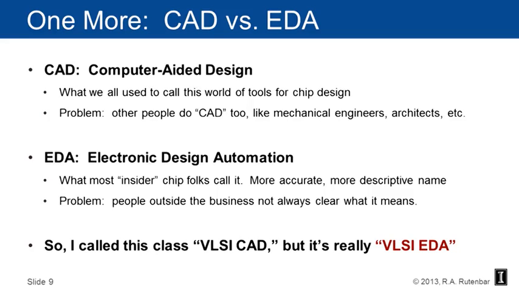And the problem is that a lot of our friends also do CAD. So our mechanical engineering friends who are designing cars, they do CAD. Our architecture friends who are designing bridges, they do CAD. CAD's not very specific. So what people who really do chips tend to call it is EDA, electronic design automation. That's what most insider chip folks call it. It's a more accurate and more descriptive name. The problem is that people outside the business are not always clear what this means.